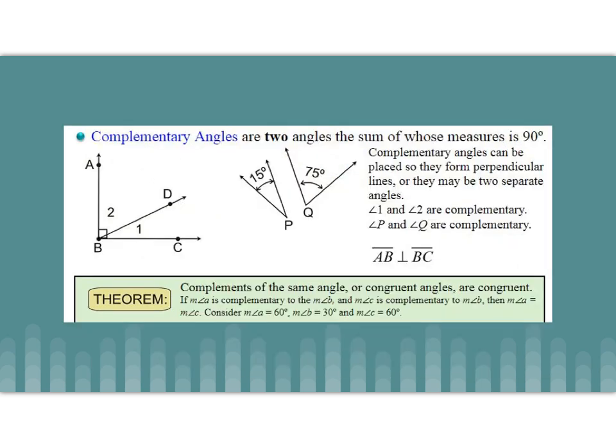Here we have complementary angles. These are two angles whose sum measures up to 90 degrees. They can be adjacent, but they don't have to be. Angles P and Q are not adjacent, but they are complementary because the sum is 90 degrees. We can remember that because complementary, C for corner. If they are adjacent, they form a corner. This is the theorem that you need to write for complementaries. Complements of the same angle or congruent angles are congruent.